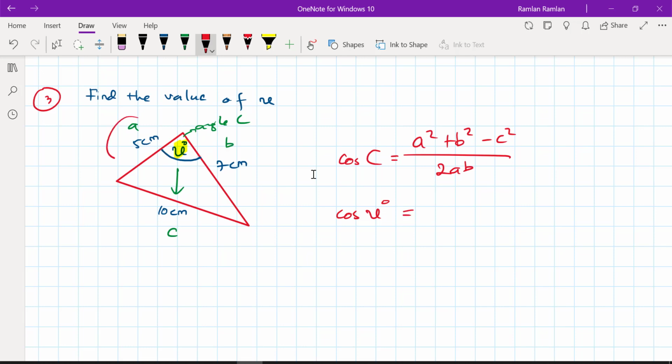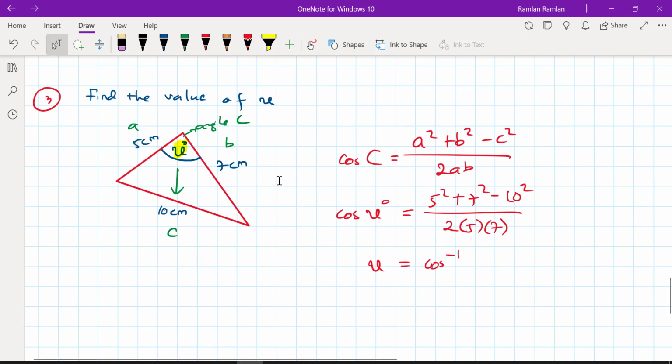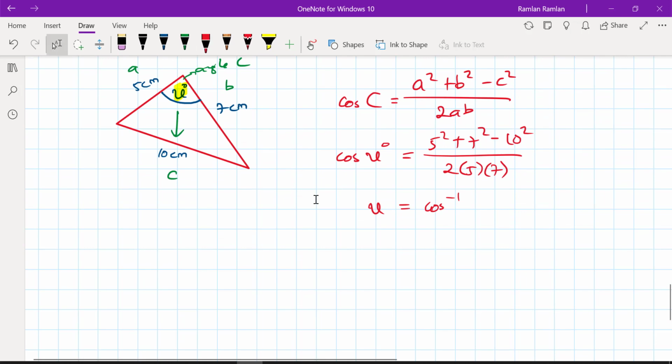That'll equal A, which is 5, so 5 squared, and B, which is 7, so 7 squared, and minus the side length C, which is 10 squared, over 2 times A, which is 5, times B, which is 7. Since we want to know the value of x, there will be the cosine inverse. Remember, every time we want to know the value of an angle, we use the inverse function. So cosine inverse of 5 squared plus 7 squared minus 10 squared over 2 times 5 times 7.